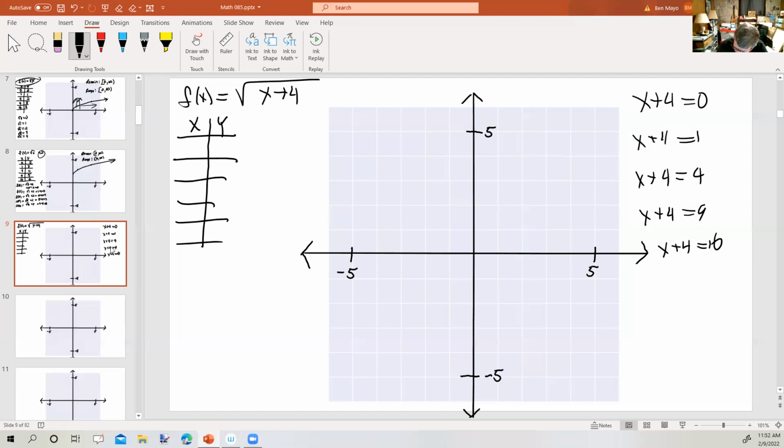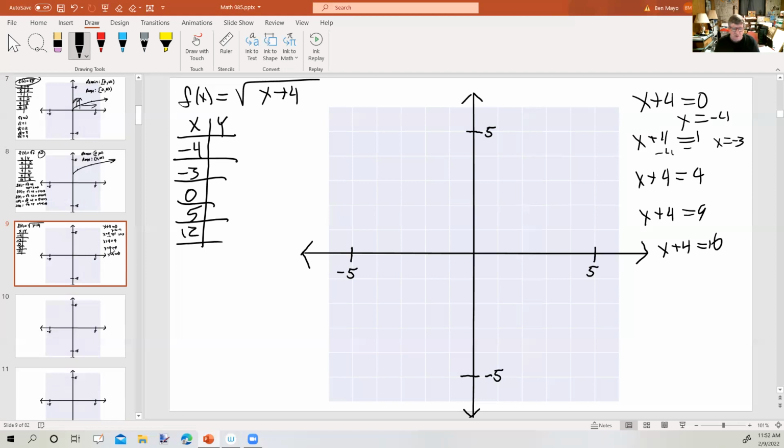Well, if x plus 4 equals 0, x would have to be what? Negative 4. If x plus 4 equals 1, x would be, let's see, what would that be? Negative 3. If x plus 4 is 4, x would be 0. If x plus 4 is 9, x would be 5. And if x plus 4 is 16, x would be 12.